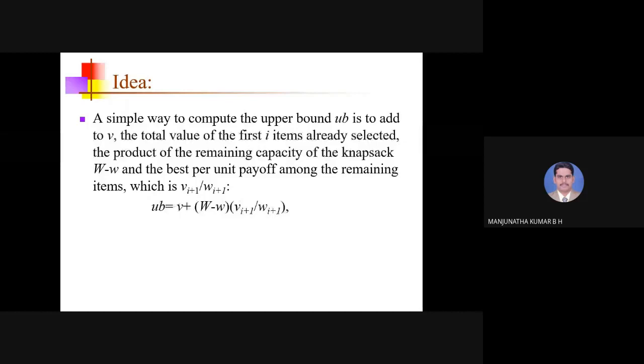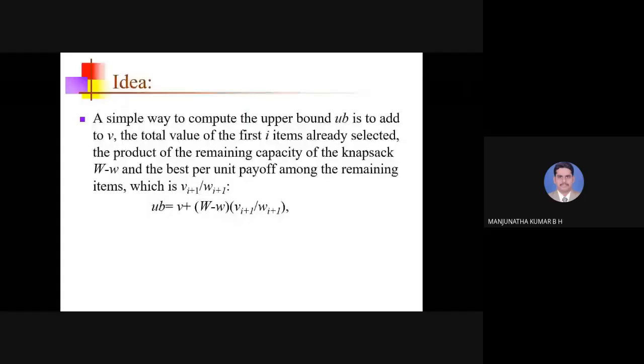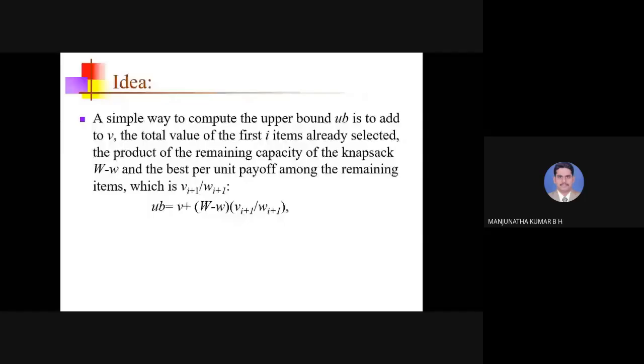this is the formula to calculate the upper bound value. Let me explain this formula in detail. U, the upper bound value, equals V plus small v. Here small v means the value gained till now, the value gained in the previous steps, the profit gained till now, plus big W minus small w. What is the big W? It is the maximum capacity of the knapsack, minus small w, the total weight of the items which are placed in the knapsack till now.